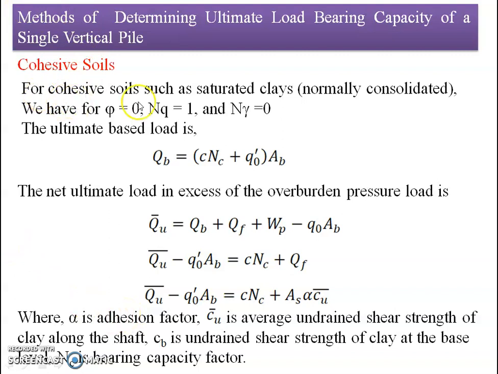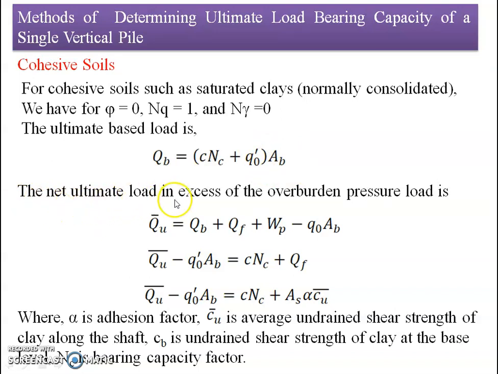For cohesive soil, such as saturated clays under normal consideration, for phi equals 0, Nq comes out to be 1 and N gamma comes out to be 0. The ultimate base resistance is given as QB equals C into Nc plus q naught into Nq. Nq value is 1, that's why we can write q naught dash multiplied by the area of the bearing part.